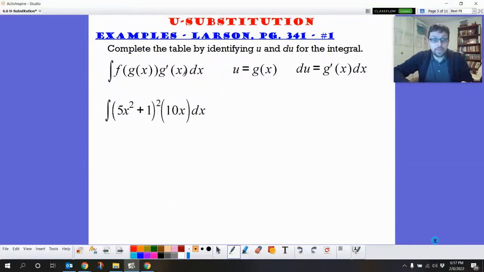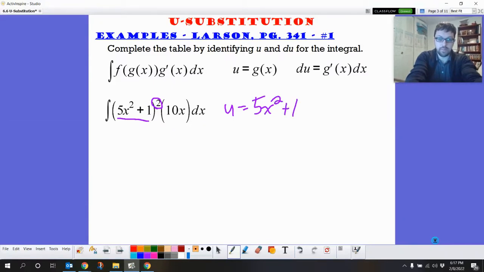So we want to figure out something along the lines for this function. Now there's a bunch of things going on, but the thing that I'm identifying is that there is this function that's happening inside of this squared. So I'm going to try and see what happens if I use that as my u, my innermost part. So this is u. It is 5x squared plus 1.